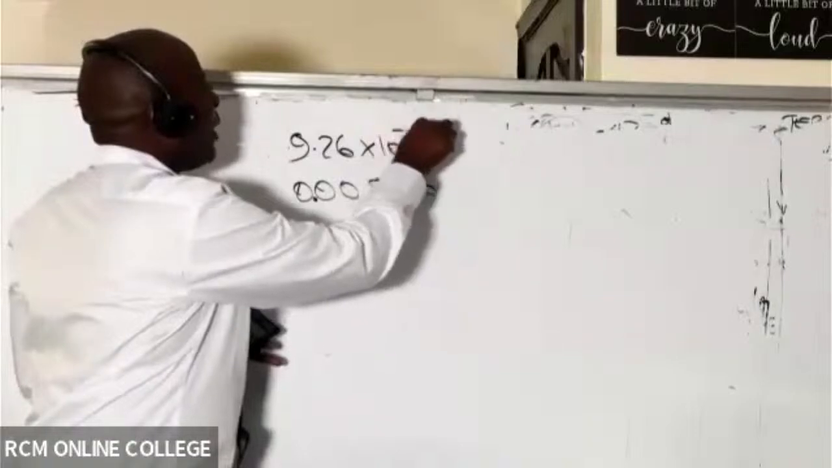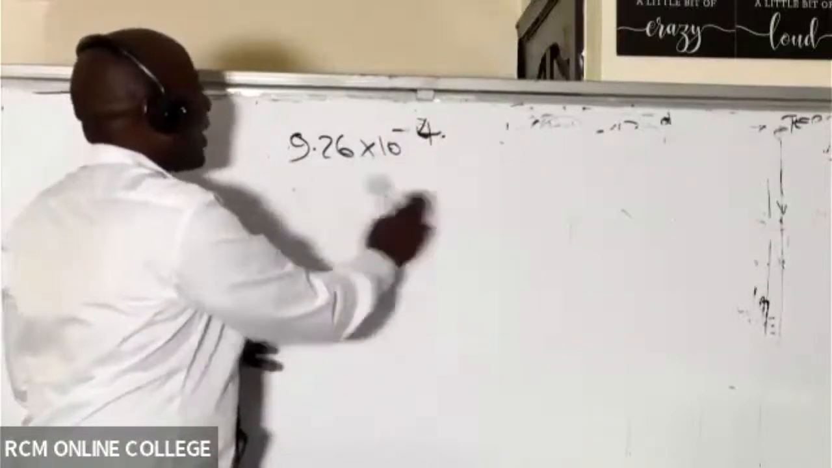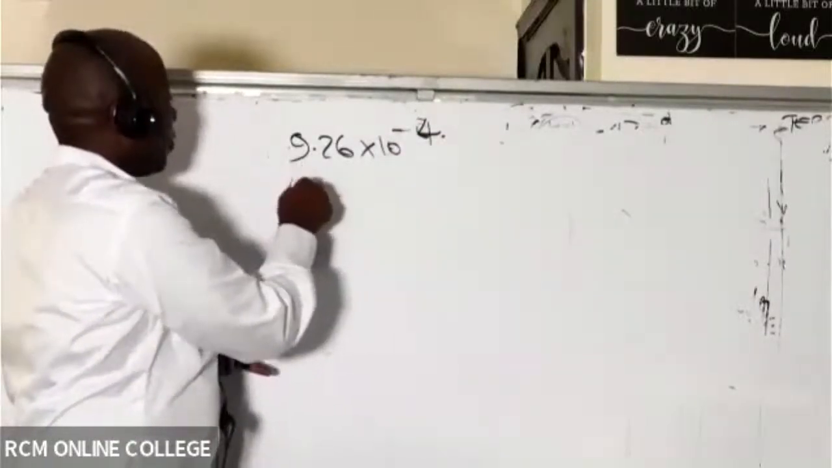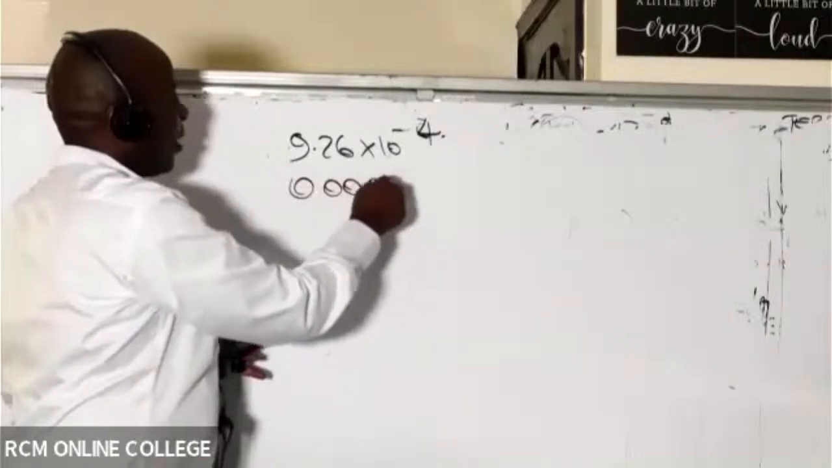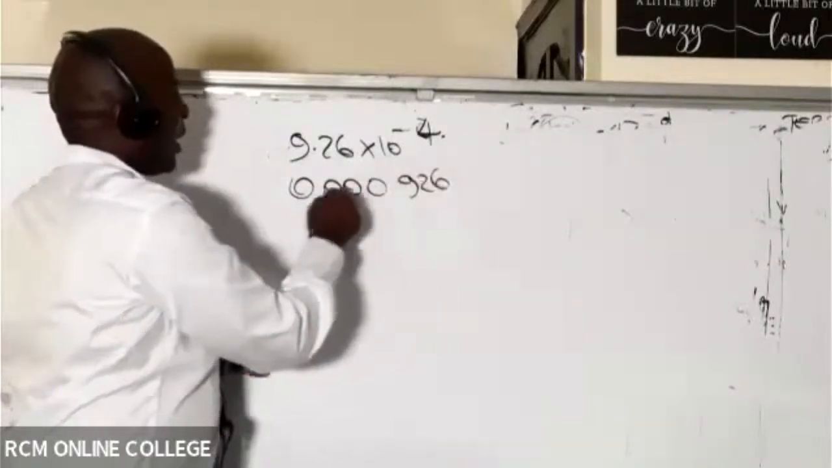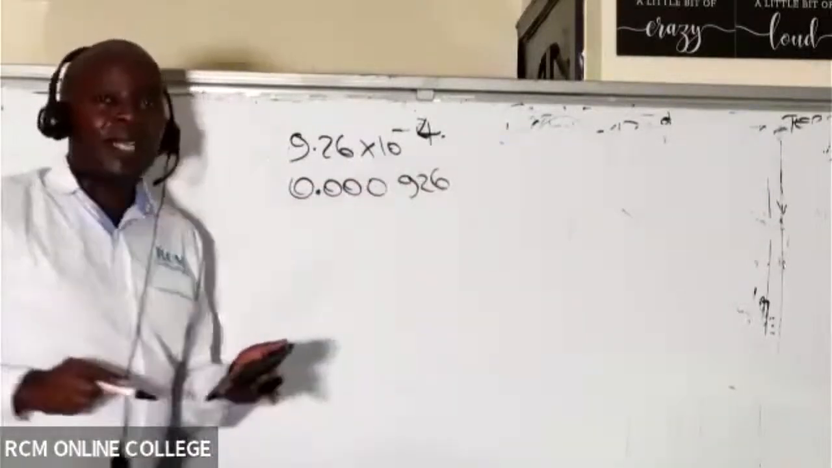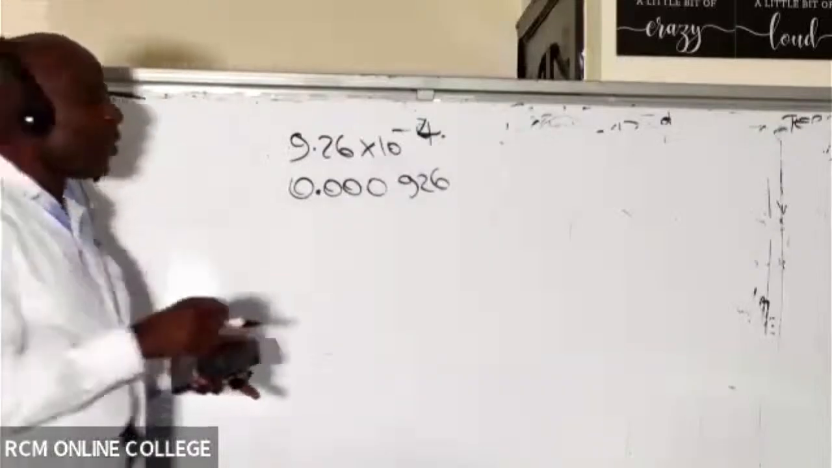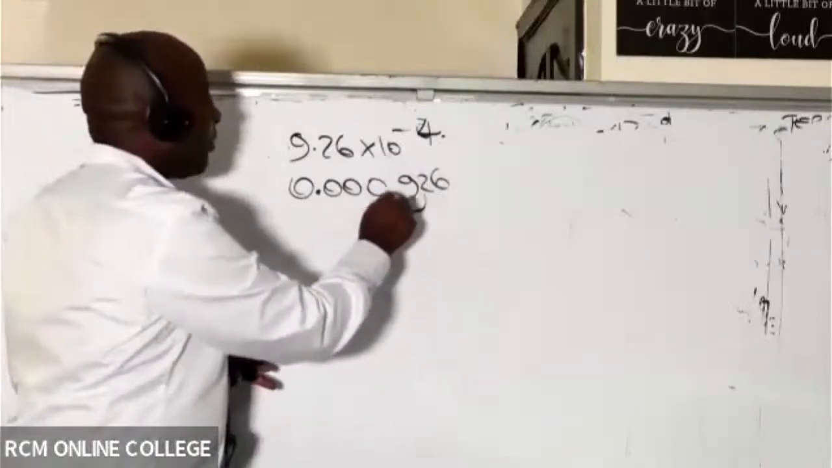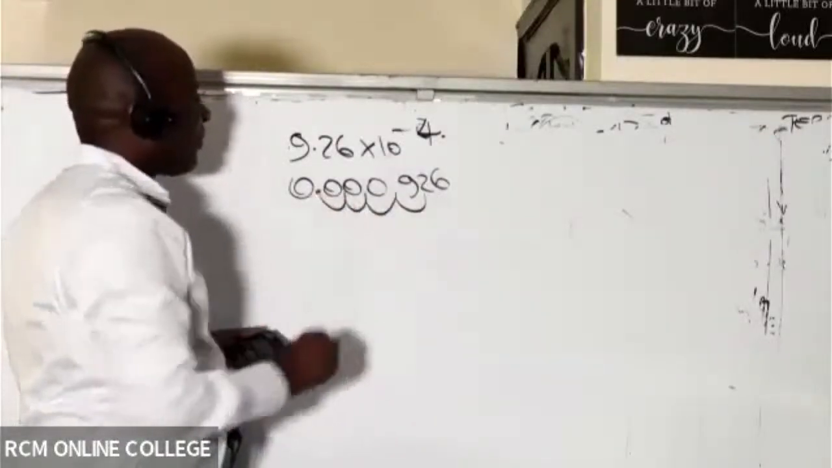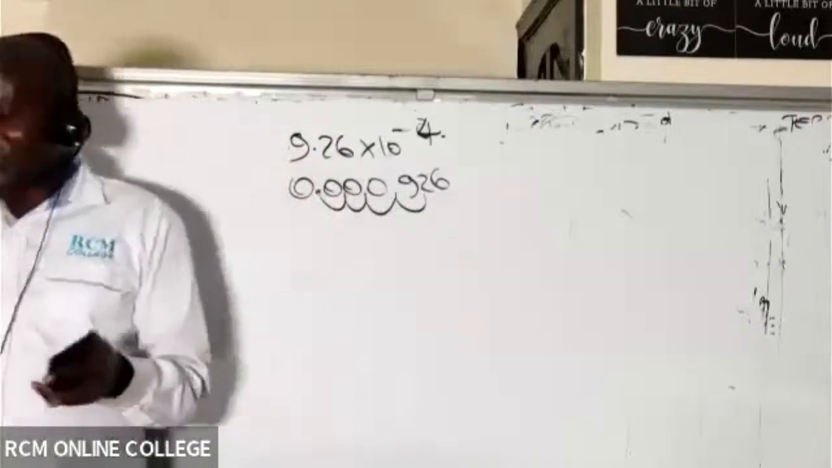Kwa hivyo woye hata imetusaidia kujua. Tufanya namna gani? Tuandika 0, tuandika 0 namna hiyo. Alafu 926. Alafu unaweka decimal. If you had a bad mathematics teacher, lazima alikufunza ile kitu kamwe hivyo. But we shall overcome.